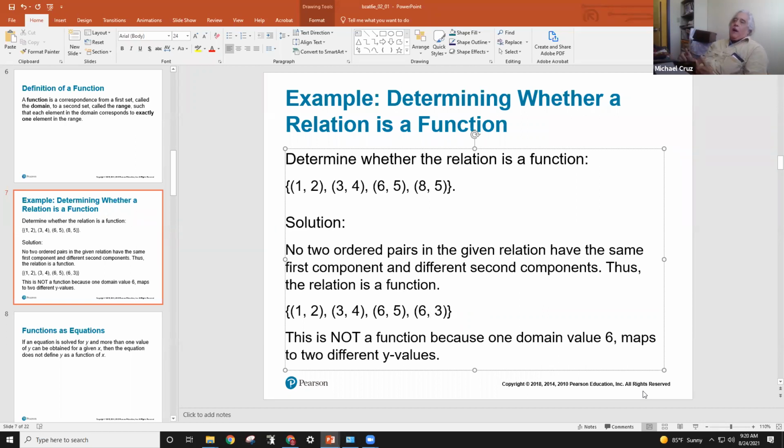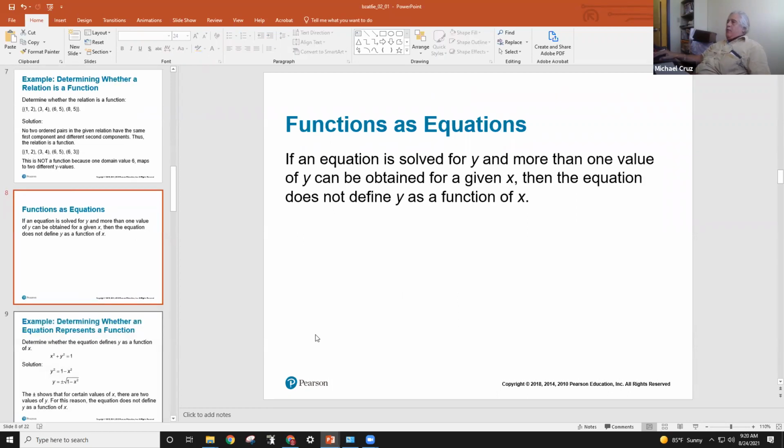I'll show you a little bit more about it graphically in a minute, but this is just trying to do it with ordered pairs, which you're going to have a few of that look like that. But let's talk about it in terms of an equation. Now, if you write it as an equation, then when you solve this equation for y, you're going to have an issue.